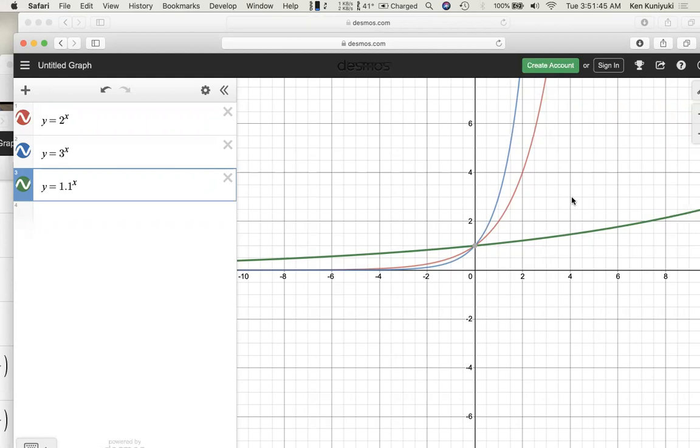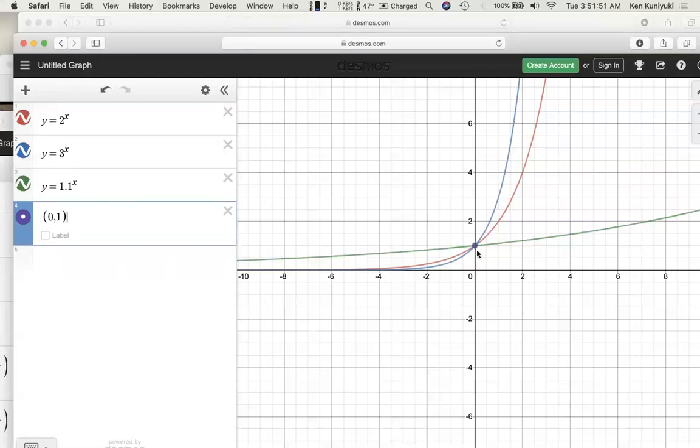Y-intercepts. What can we say about y-intercepts here? Well, take a look. The point (0, 1). That magical purple point is the y-intercept for all three of these graphs. In fact, for all graphs of y equals b to the x, where b is nice, the y-intercept will be at (0, 1).